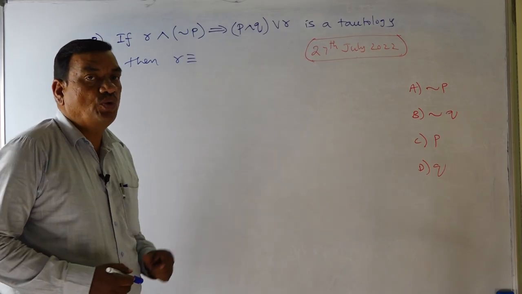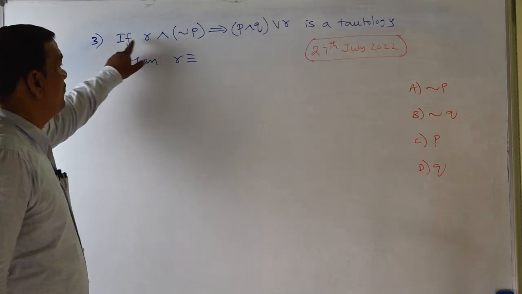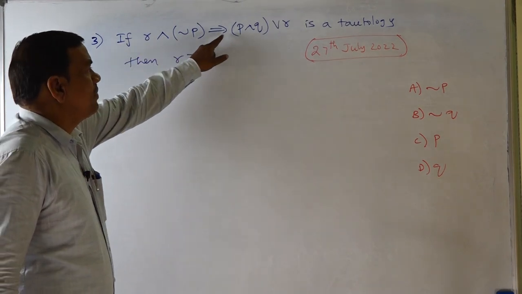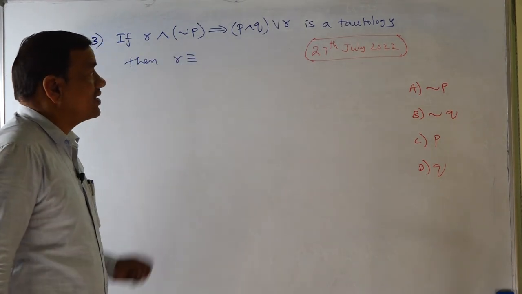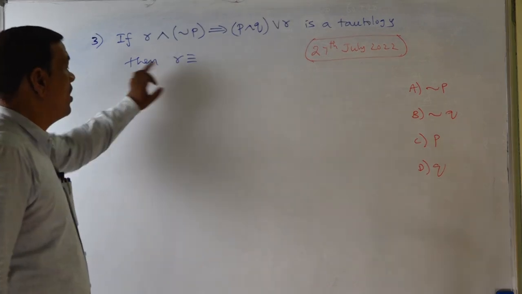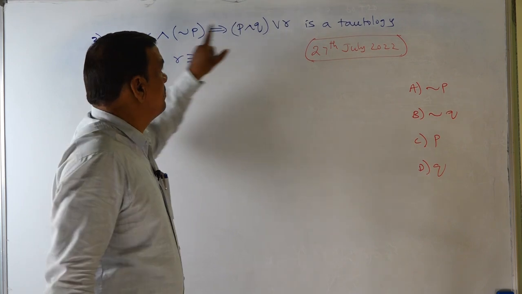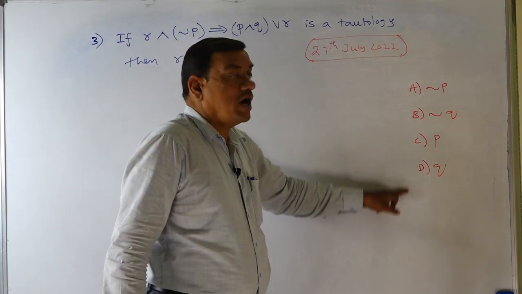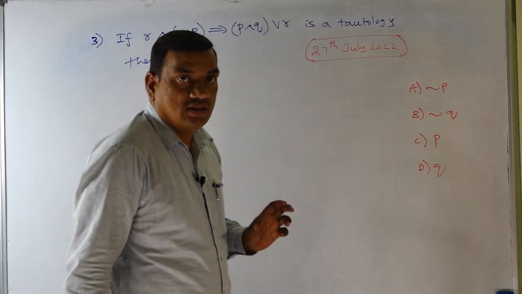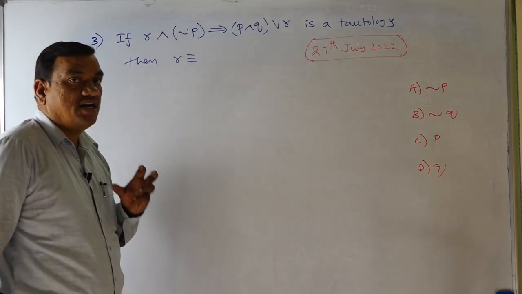Dear students, welcome to the next problem. If R and negation P implies P and Q or R is a tautology, then R is equal to, here R is a statement. In place of R, what you have to keep so that the given compound statement is a tautology.